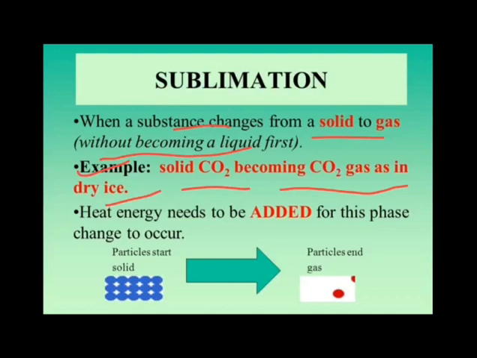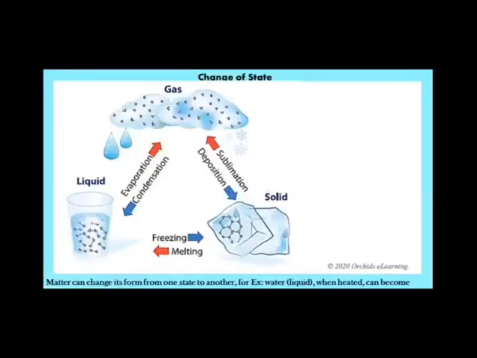In this case the heat energy needs to be added for the change to occur, and in sublimation the particles of solid directly convert into the gaseous state without converting into the liquid first. So the process is known as sublimation. In this case the heat energy needs to be added. Okay, now we know how the solid state can be changed into the gaseous state without changing into the liquid state first. Now the next is how the gaseous state turns into the solid state without converting into the liquid state.